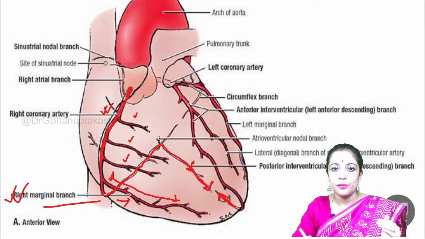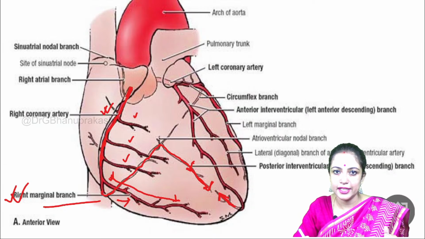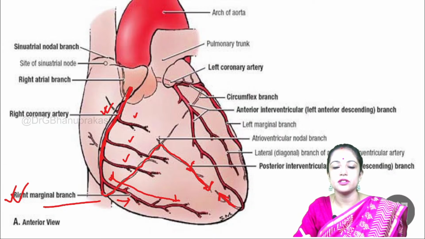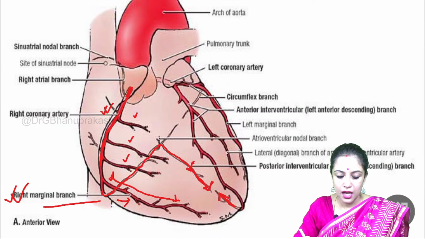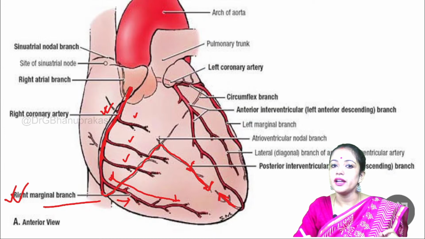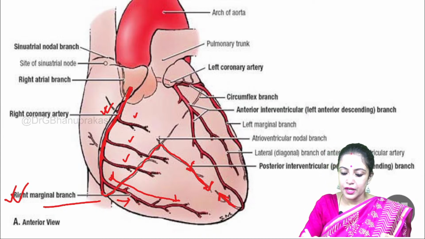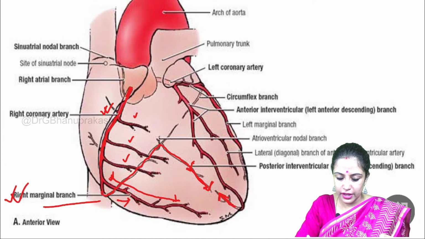There are atrial branches also from the right coronary, which supply part of the right atrium and a little bit of the posterior surface of the right and left atria. And importantly, it gives off branches to the conductive system of the heart. It gives off a branch to the SA node, and a branch to the AV node. Now talking about the left coronary artery.